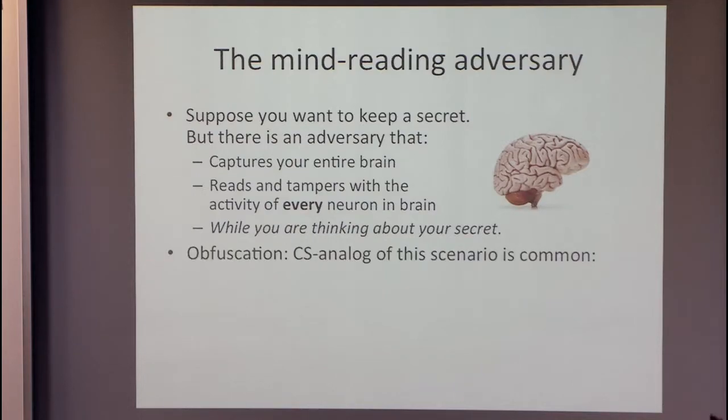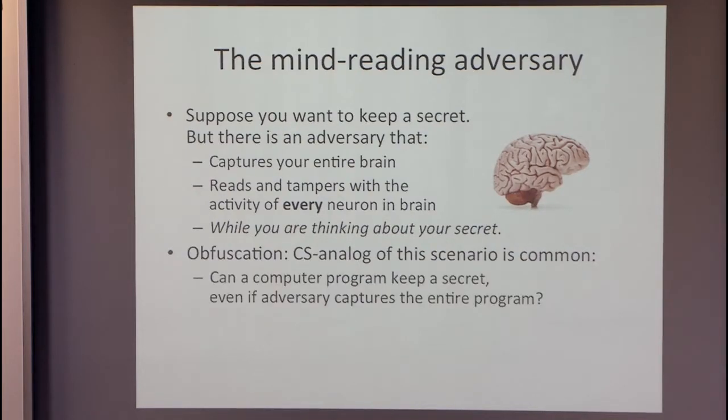But if we think about it, the exact computer science analog of this scenario happens all the time, right? The computer science analog of this is that we have a computer program, which is kind of like this brain, right? The input-output behavior is exactly described by this computer program. And a computer program, in many cases, is completely captured by an adversary, right? The adversary sees exactly what the computer program does. It sees the entire listing of it. And the question we're asking is: is it possible to keep a secret within a computer program even if the adversary captures the entire program in its entirety, right?